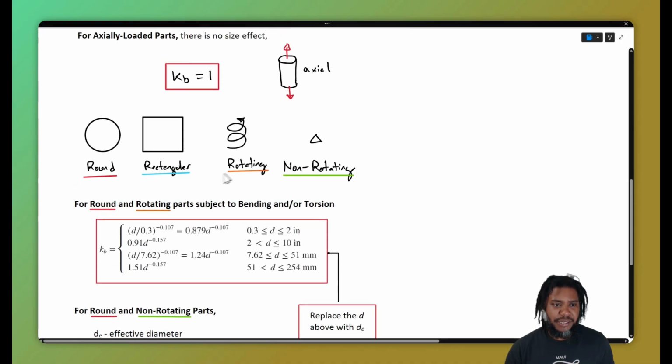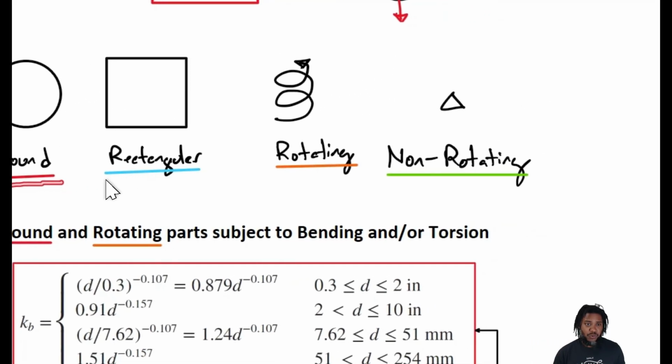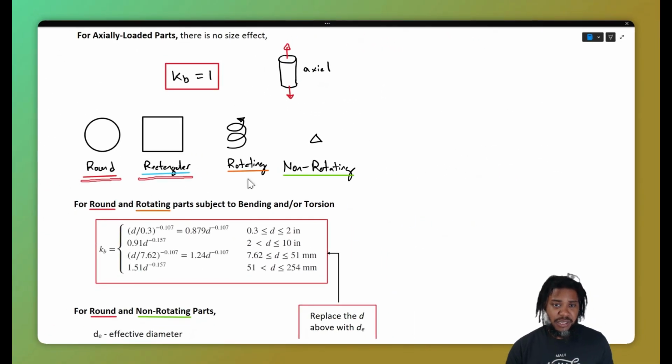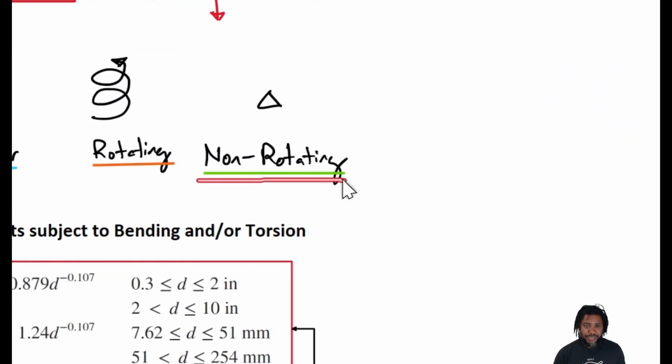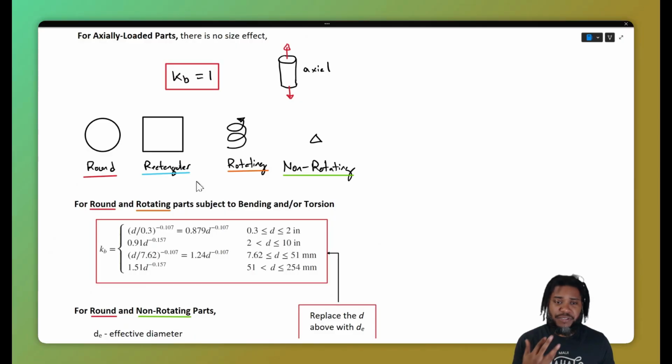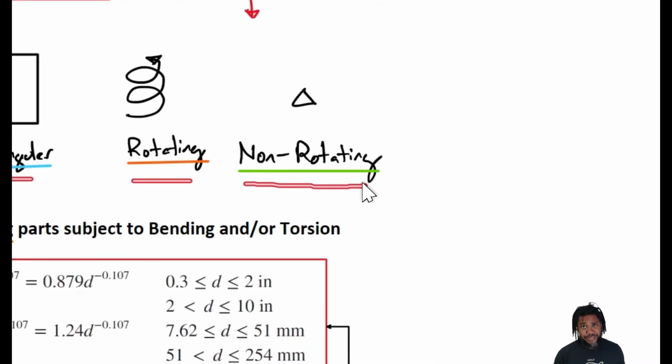Now the next thing we need to note is there's a couple of special conditions we're going to have to test out. One of the things is if our part is round or rectangular. Another set of conditions is if our part is rotating or if it's non-rotating. Each of these conditions gives us a different size factor equation that we're going to have to use. It's a little bit complicated, but the main thing is for us to look for round, rectangular, rotating, non-rotating.